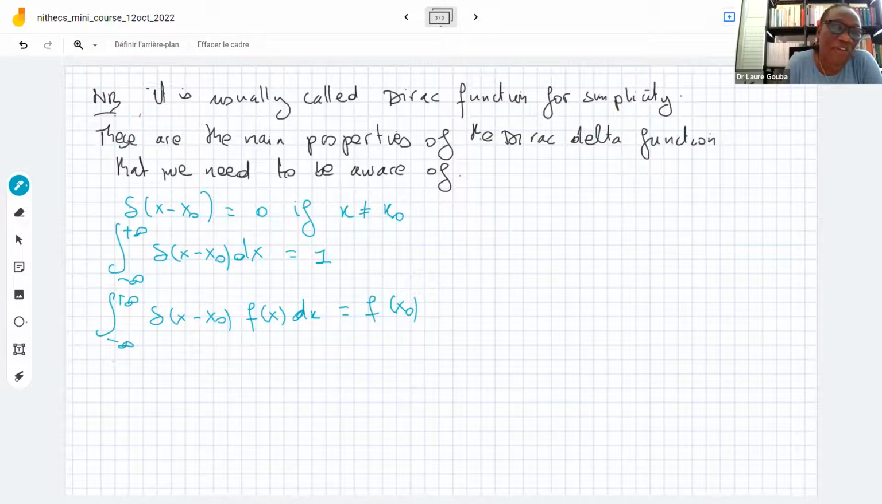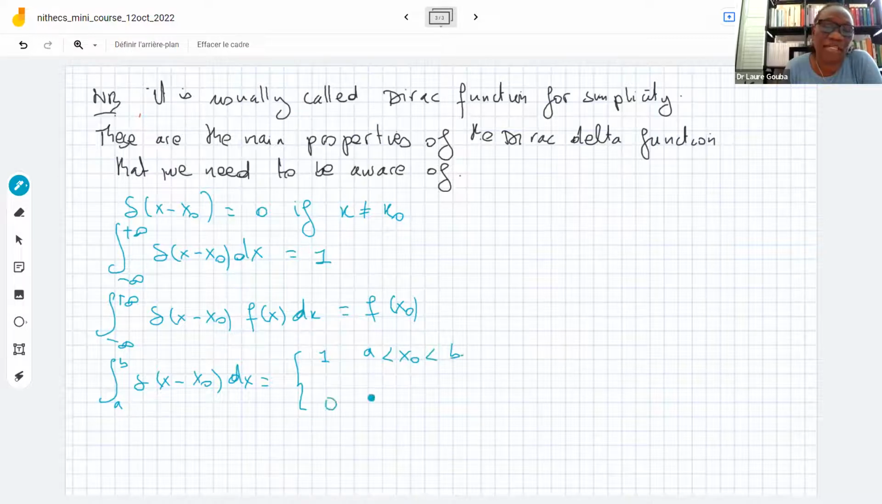And we have the integral from a to b of delta of x minus x0 dx is equal to 1 if x0 is between a and b, belonging to the interval, and 0 otherwise. Okay, so this is what I want to briefly say about the Dirac delta function, and I will be using some of the properties very soon.